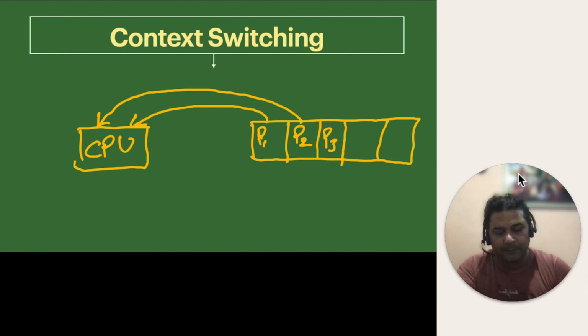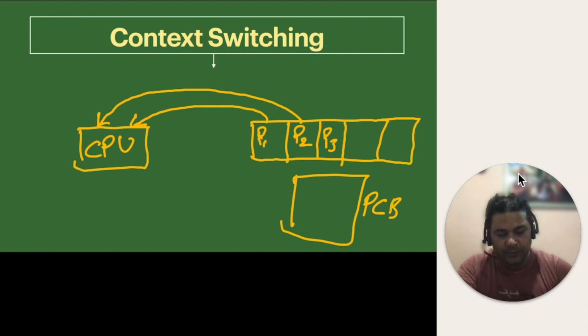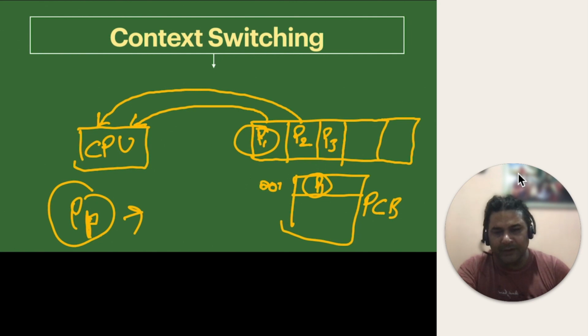When P2 sends a request to execute, the scheduler saves the address of P1. Suppose here is a PCB, a process control block, and P1's address is stored here. Suppose the address is 001. When P1 wants to execute again, P1 will execute from the same address. In the PCB the address of P1 is already stored, so whatever work of P1 was completed will not be wasted.